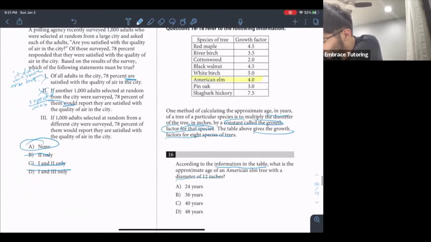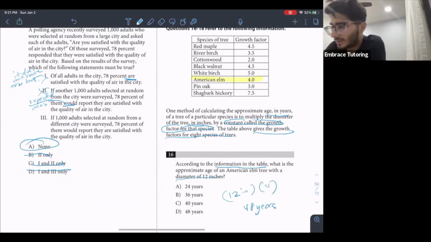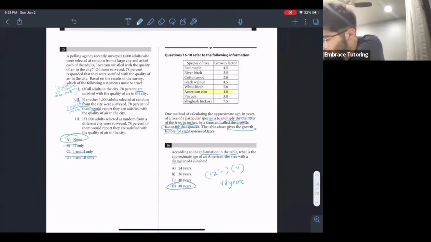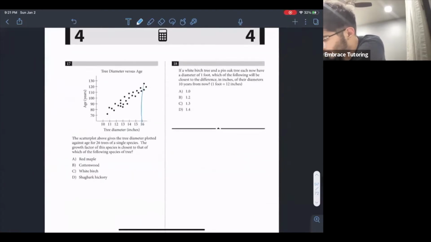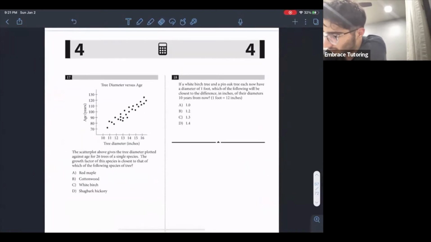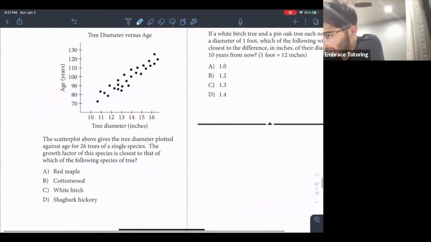So if it has a diameter of 12 inches, 12 inches times the growth factor, which is 4, gives you 48 years. And that is choice D. Okay. Easy question. Next question, 17.